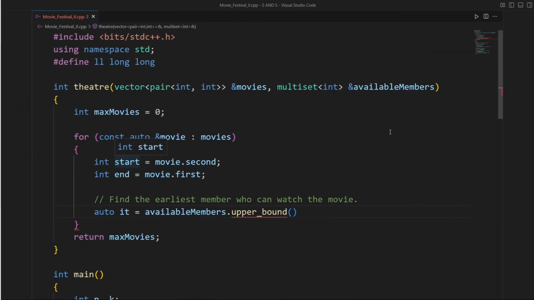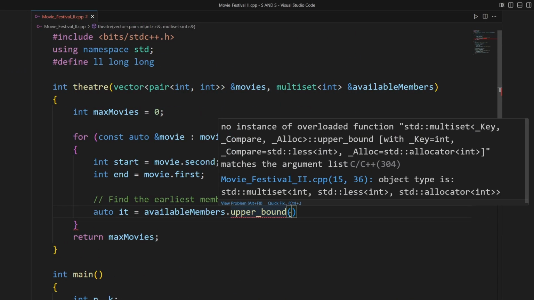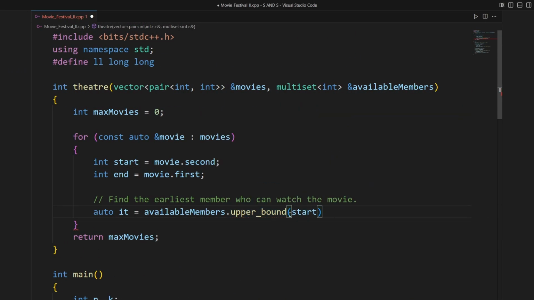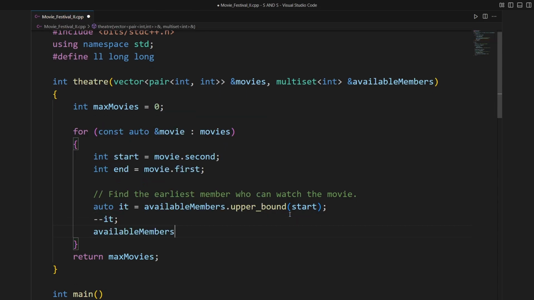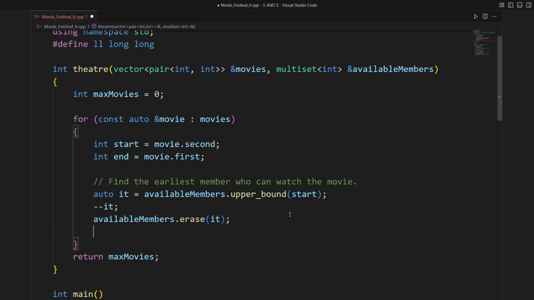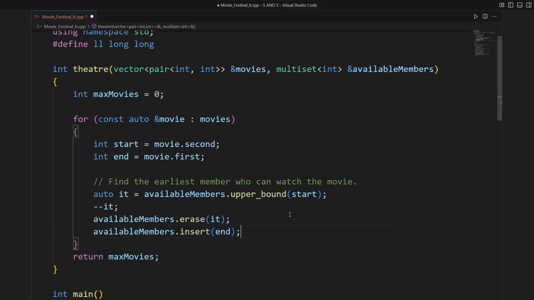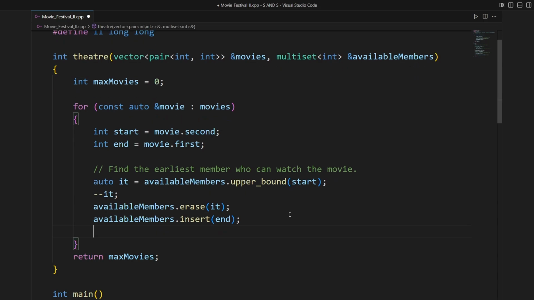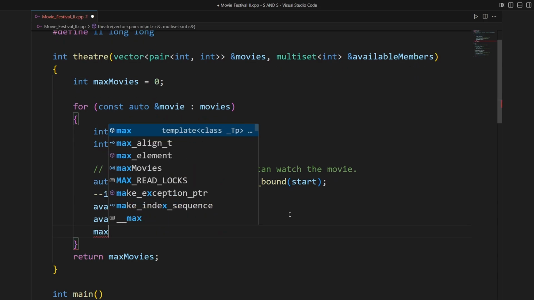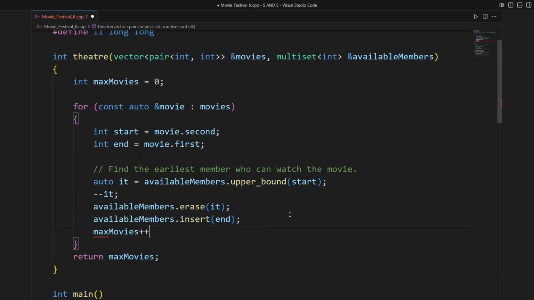That means first of all I'm going to ask the start time, basically I'm going to punch it, and then I'm going to say decrease the iterator in the available members, erase that value and insert the ending time of a movie. This guy is going to be free at the end time of a movie, and increase the maximum movies done.